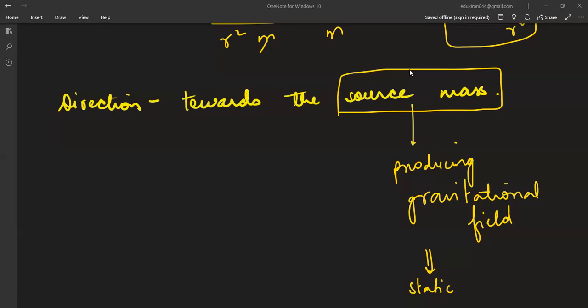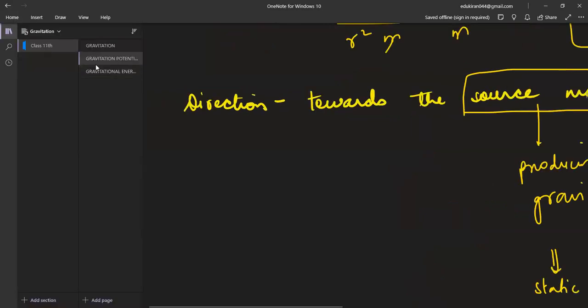All right, class. I'll not be able to take your class further. I'm not well today. On Thursday, we'll complete this lesson. A small portion is left, gravitational energy. We'll start with gravitational energy, so I'll discuss this in the next class itself.